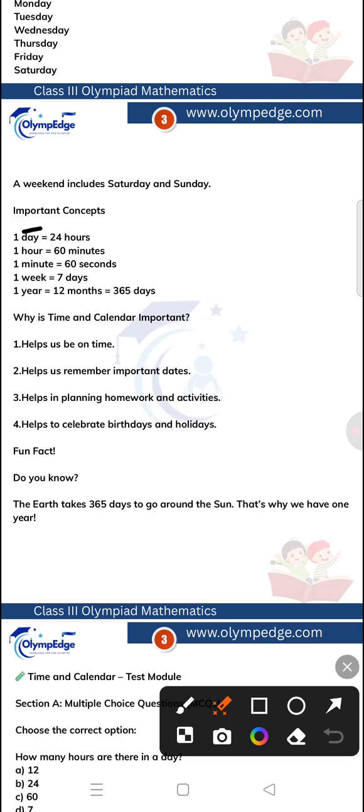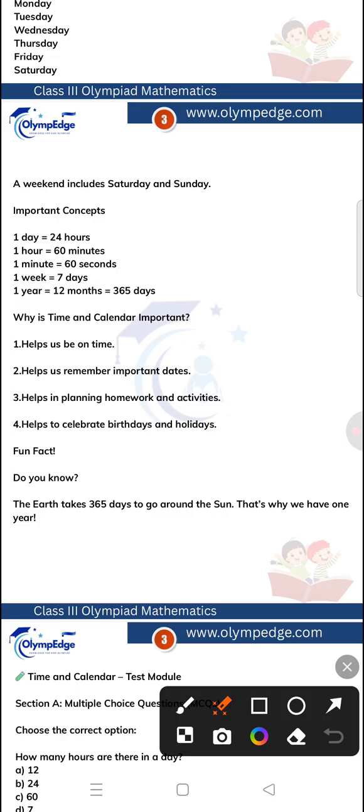Then there are some important concepts. These you have to memorize. 1 day is equal to 24 hours, 1 hour is equal to 60 minutes, 1 minute is equal to 60 seconds, 1 week is equal to 7 days, and 1 year is equal to 12 months, which is equal to 365 days. Because 1 year is equal to 365 days, if they ask you how many days are there in 12 months, then again that will be the same, right?